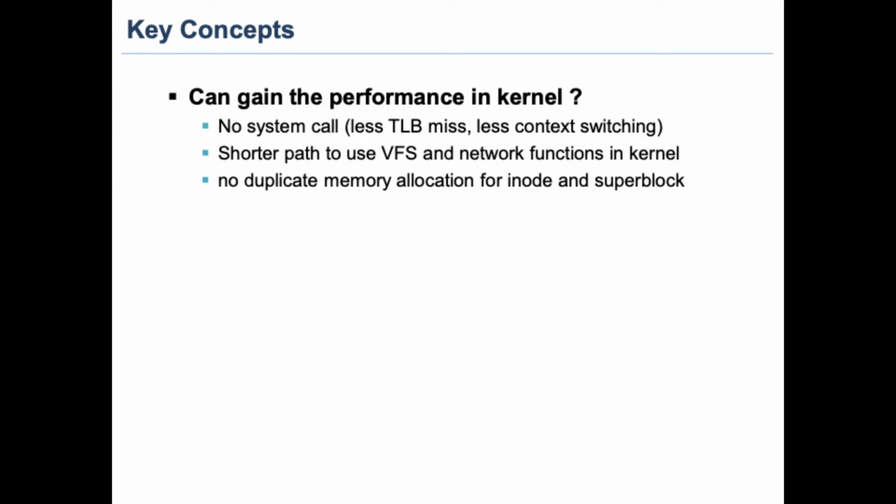And we can expect a shorter execution path and fewer instructions by directly using the VFS and socket API in the kernel. And metadata such as struct file, inode and superblock in the kernel can be used directly. So it could reduce unnecessary memory allocation and memory copy. Let's see the results in the performance comparison chapter in a little while.